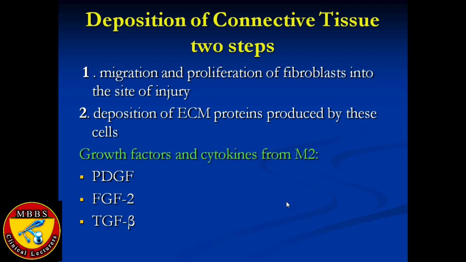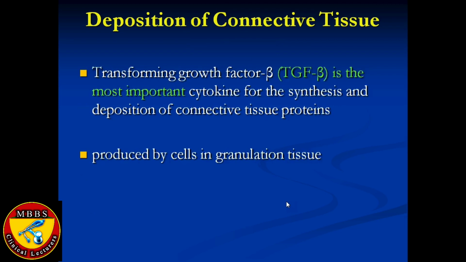Alright, so the various growth factors which come into play here are the platelet-derived growth factors, fibroblastic growth factors, and the transforming growth factor beta. The transforming growth factor beta is a very important cytokine for the process of synthesis and deposition of connective tissue.